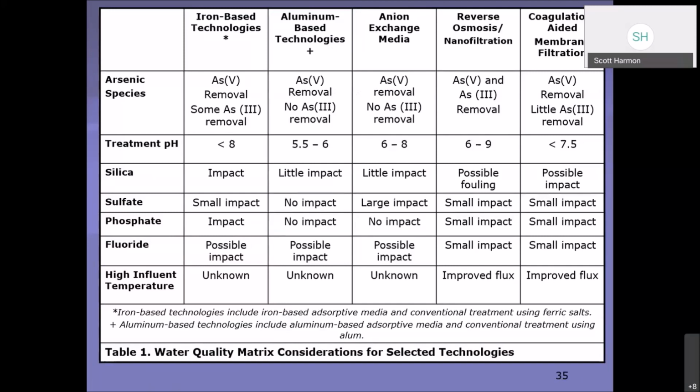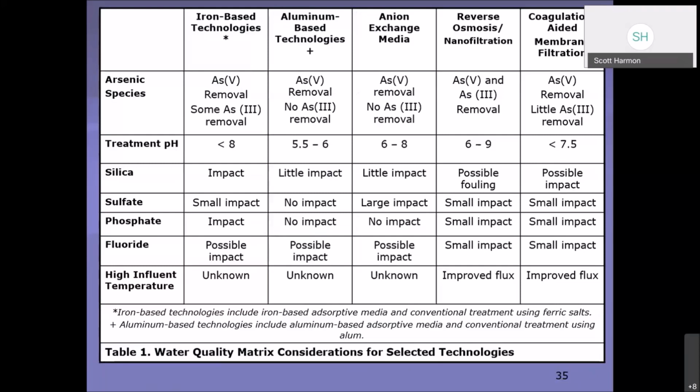So again, this chart, and I know for those of you that are using a teeny tiny phone screen for it, it's probably going to be hard for you to read. And again, I apologize. There's a lot of scientific data that went into this, and is expressed on this sheet. So just the top line talks to you about what each category means for iron-based technology, aluminum-based technology, anion exchange media, reverse osmosis, coagulation-aided membrane filtration. Those are the type of treatments.